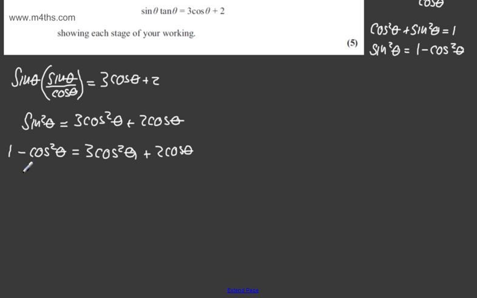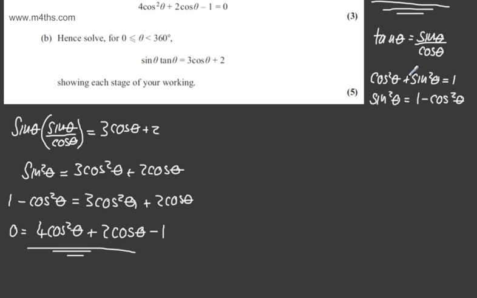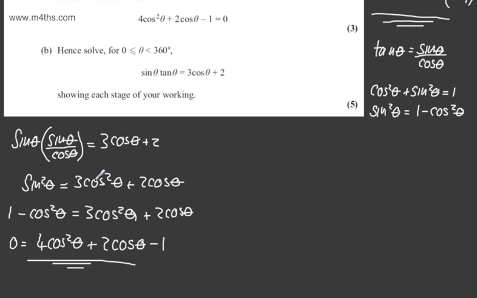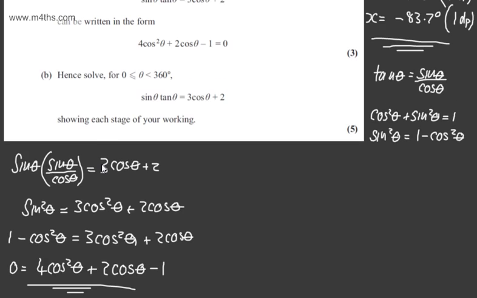I'm going to add cos squared theta to both sides and subtract 1, setting the left hand side to 0. We'll have 4 cos squared theta plus 2 cos theta minus 1 is equal to 0. So as required, I've stated the trig identities that I'm going to use, substituted them in and shown my workings.